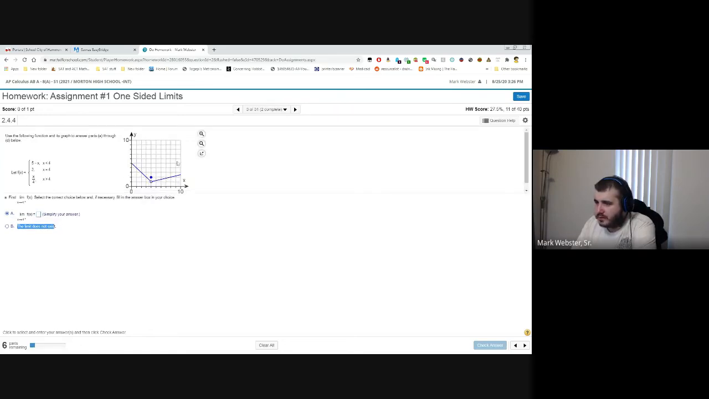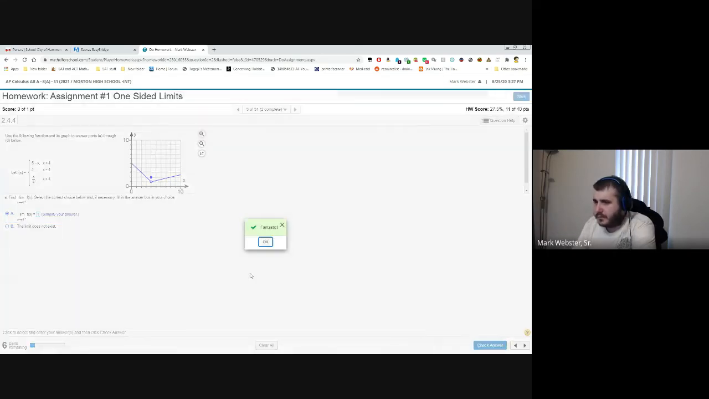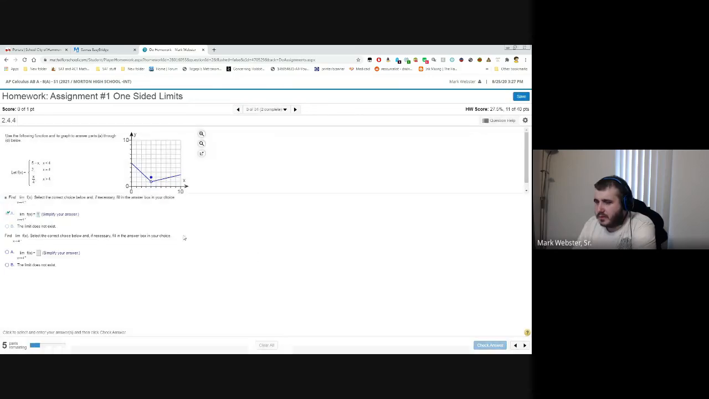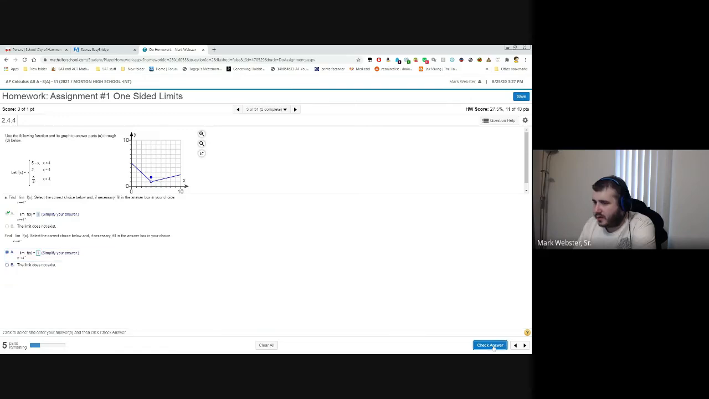So here we're looking to figure it out at 4. The right hand limit, that's approaching 1, right? Now it's asking about the left hand limit. Well, what's the left hand limit? It's approaching 1. The y value is approaching 1. So same thing here. And since the y value is the same for both of them, we know that the limit's going to end up existing.